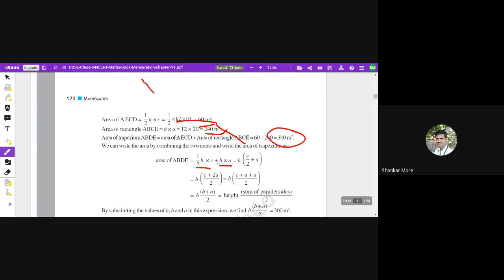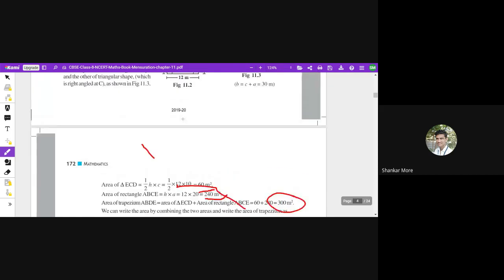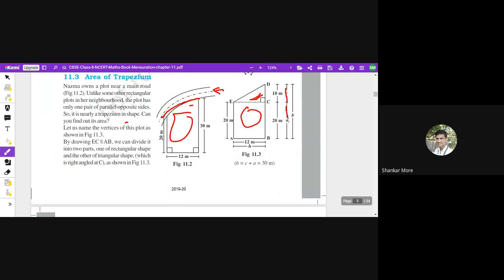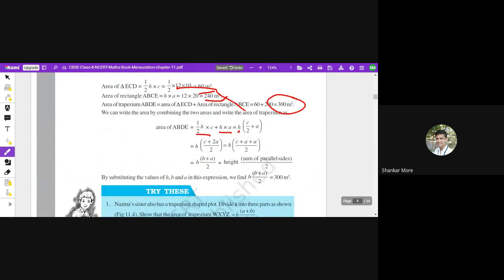So if we try to add these and make one formula, we can take h common, and we have c/2 plus a. Now h in bracket c plus 2a by 2, how did we do it? We multiplied this 2 with this a, divided, so c plus 2a by 2, then we have h into c plus a by 2. Now this 2a was made a plus a. Now the same formula, what was made then, h into b plus a divided by 2. Now what is b? b is c plus a, where is c, this is c and this is a, so the total makes b. So we have a formula: height into sum of parallel sides divided by 2.